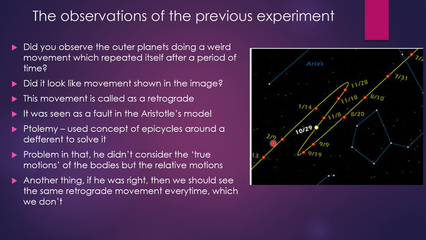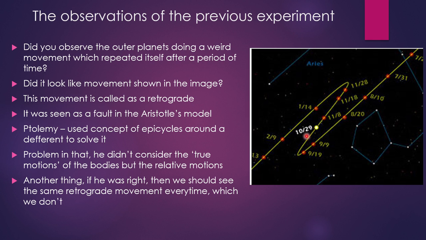Ptolemy had seen this movement as a fault in Aristotle's model. To take care of that, Ptolemy used the concept of epicycles around a different center to solve the model. But his solution created a new problem in itself. The problem was that while doing the solution, he didn't consider the true motions of the bodies, but he considered the relative motions. By true motions, I mean the real motions, how the planets are moving through the sky.